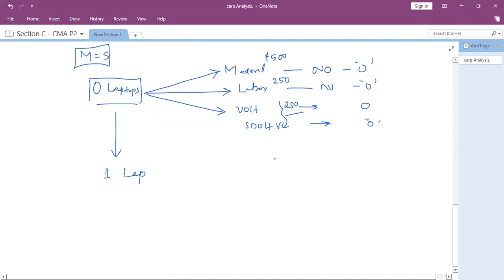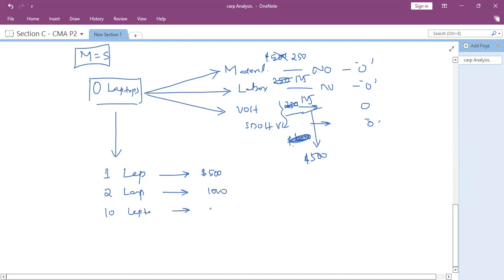What is the total? $1,000. I took extra. So let us take it 250, 125, 125. Now tell me, what is the total? $500. If I'm manufacturing 1 laptop, how many dollars do I need to incur? 500. If 2 laptops, 1,000. 10 laptops, 5,000. 100 laptops, 50,000. 1,000 laptops, 500,000. 2,000 laptops, 1 million.